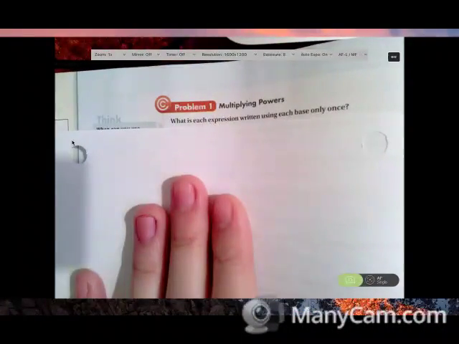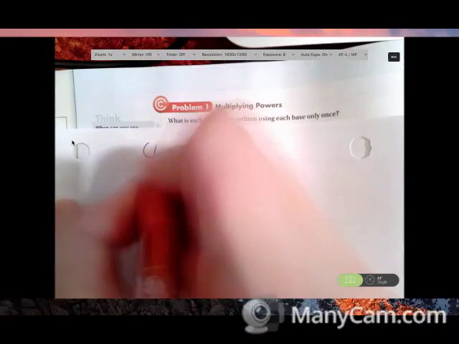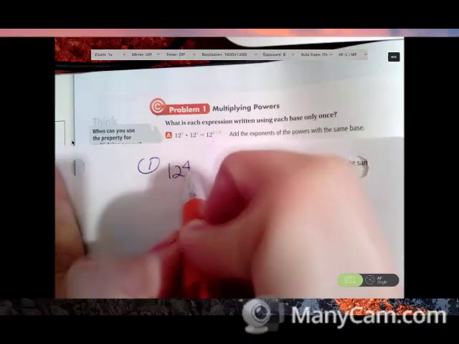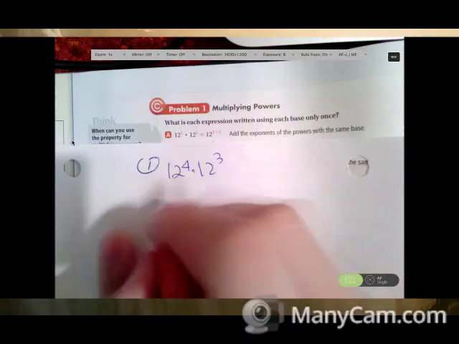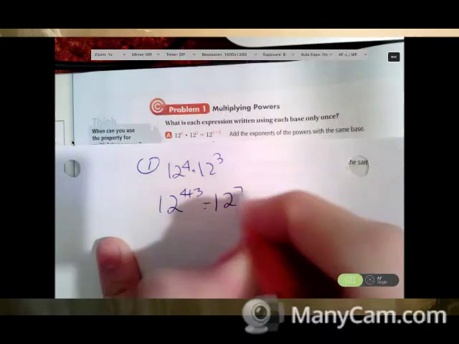We are in section 7.2, multiplying powers with the same base. Now, I don't know if your other teachers told you, but you hold the base and add the exponents when you're multiplying. So what's the expression written using each base only once? So we got 12 to the 4th times 12 to the 3rd. Now remember, hold the base and add the exponents. So equals 12 to the 7th.